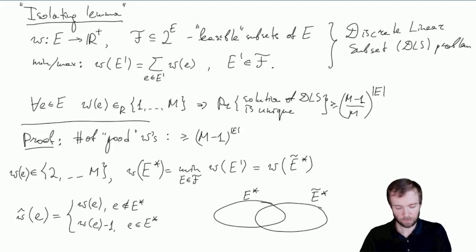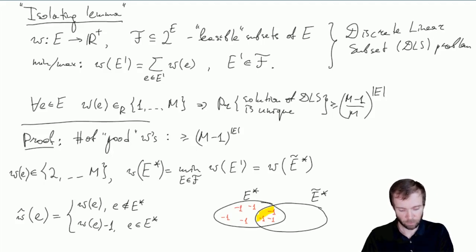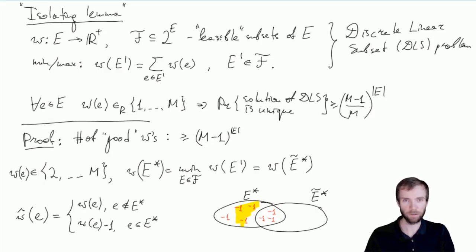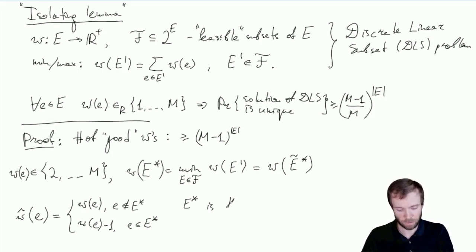In this case, we see that the total decrease in the weight of elements for E star is greater than for E star wave. The decrease in the elements of the intersection is the same for these sets, but now E star contains some other elements whose weight was decreased. And thus now E star is the only winner in the DLS problem. So now we see that E star is the unique solution to the DLS problem with the function w hat.